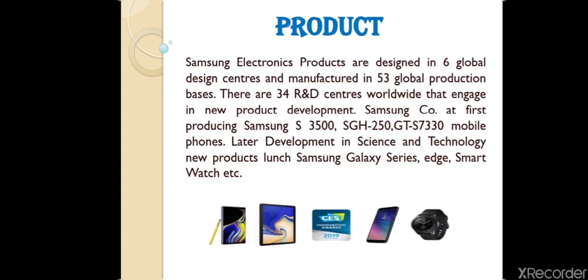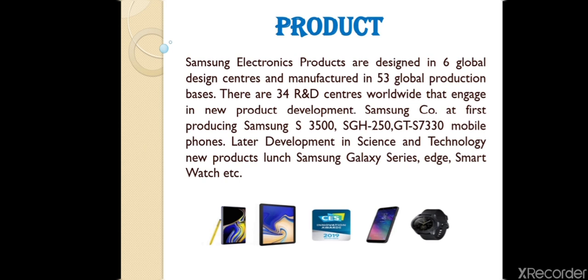The first is product. Samsung electronic products are designed in 6 global design centers and manufactured in 53 global production bases. The portfolio of Samsung is entirely huge and has multiple products which serve the needs of a diverse customer range. The product portfolio of Samsung includes the following: smartphones, refrigerator, washing machine, air conditioner, television, etc.